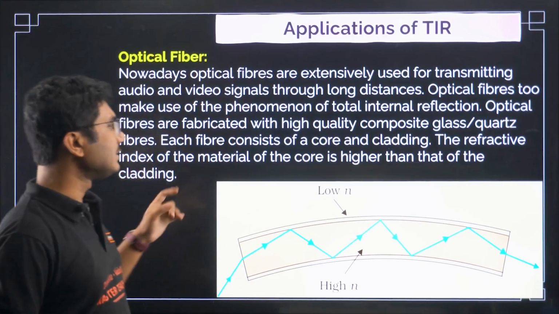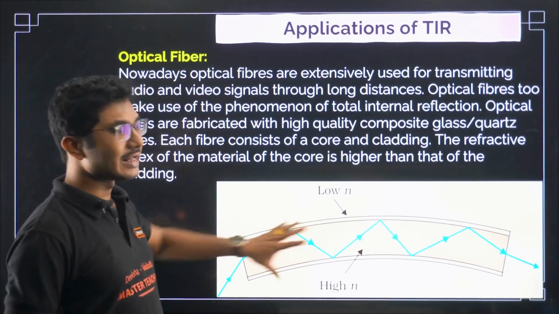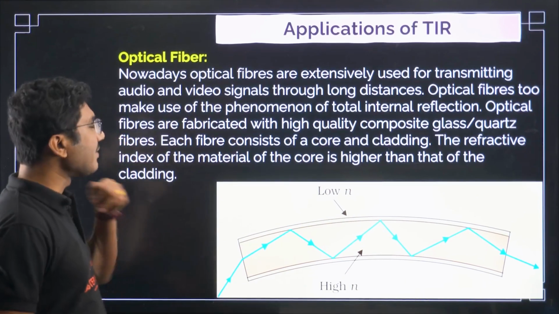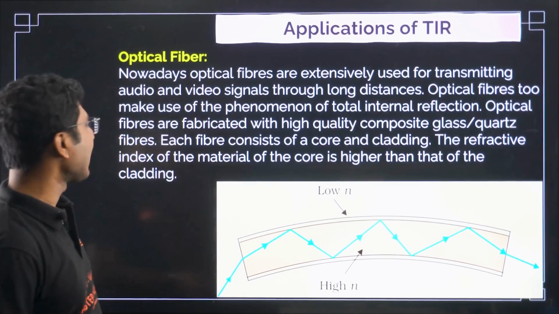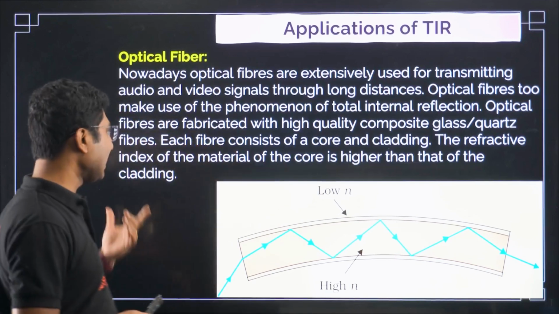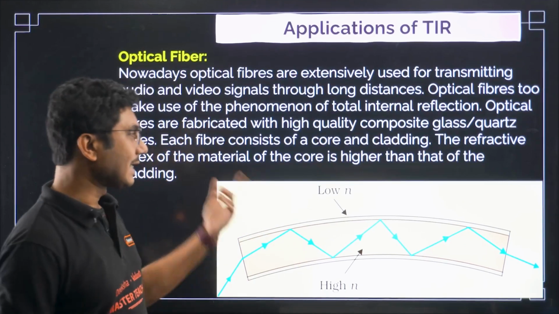Each fiber consists of a core and a cladding. Okay, core is the center, cladding is the outer cover. The refractive index of the material of the core is higher than that of the cladding. So the refractive index of the core is higher and of the cladding is lower.